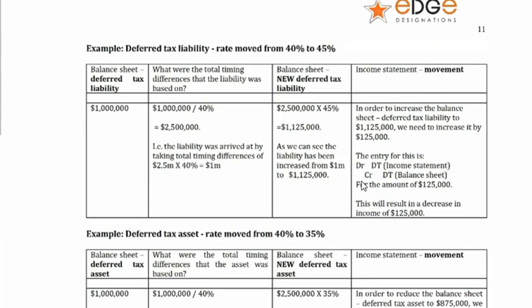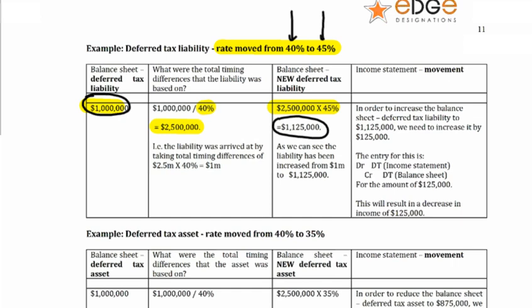When it goes the other way around, guys, top of page 11, when the rate goes from 40 to 45%, same story. You take your tax liability of $1 million, you gross it back up to reflect what it would be in terms of timing differences. It would have been 2.5 million. And now you times it by its new rate of 45%. Okay, there we go. And the deferred tax liability now has gone up. And of course it has, because so is the tax rate.